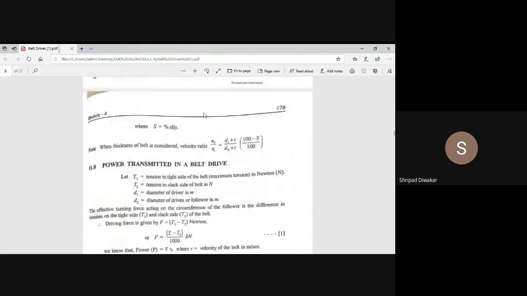Power transmitted in the belt drive. Remember this formula: F equals (T1 minus T2) divided by 1000 kilonewton. This is the driving force. T1 is the tension in the tight side, and T2 is the tension in the loose side.